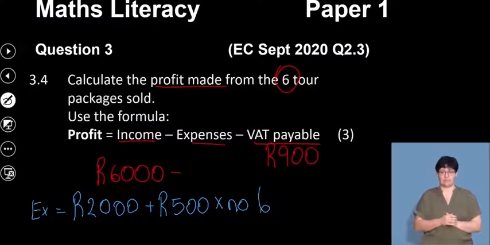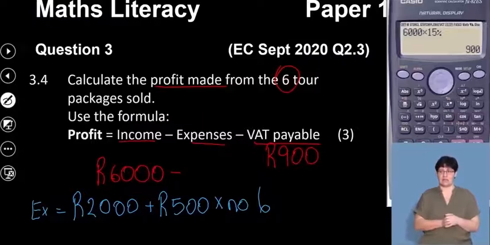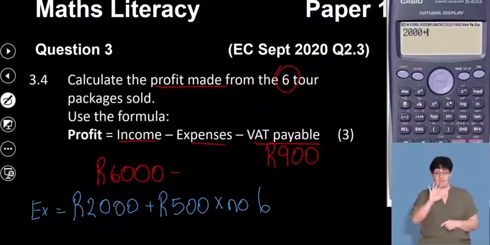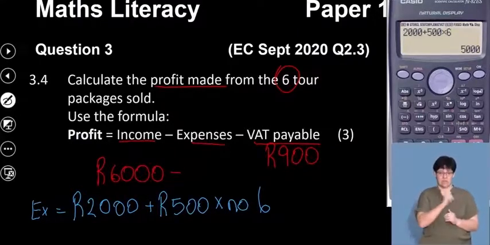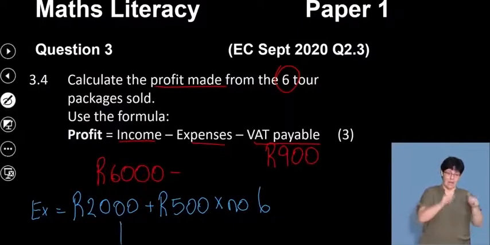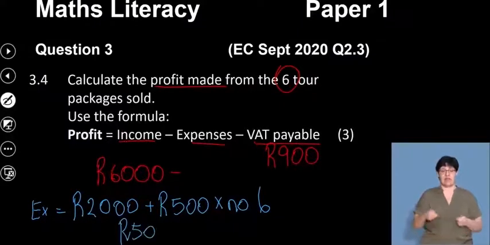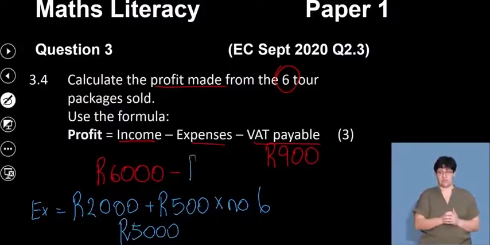So let's get a calculator out. On our calculator, it was 2,000. And make sure to type it exactly the way that you've said it. And I'm going to show you this on this calculator, times 6. And that gives you 5,000 Rand. I'm coming back to this question. So that was 5,000 Rand. Coming back to the calculator, so we're going 5,000 Rand there, and we're minusing our 900.